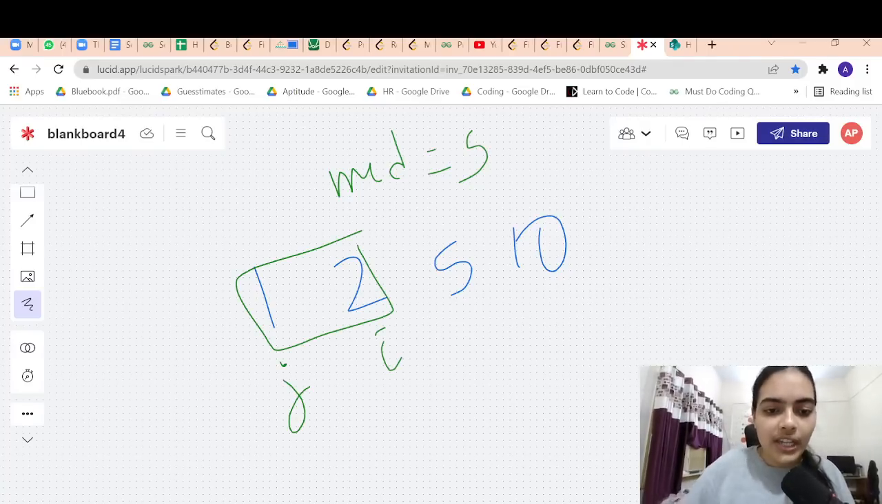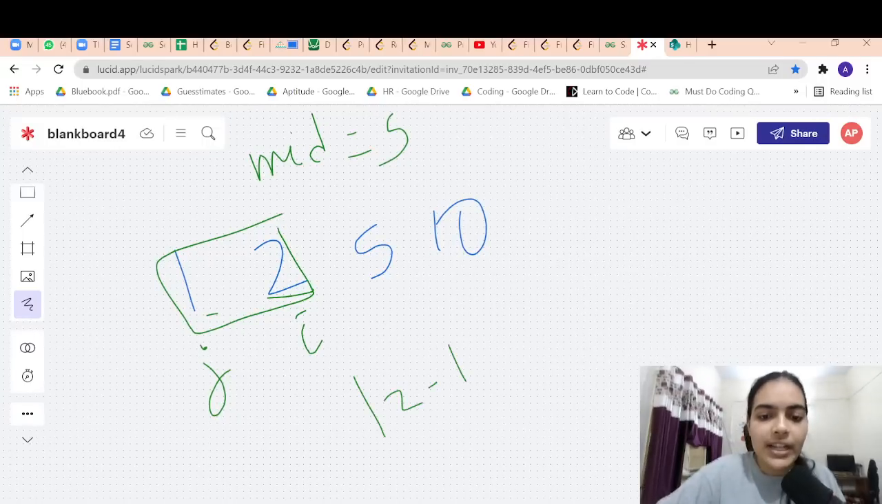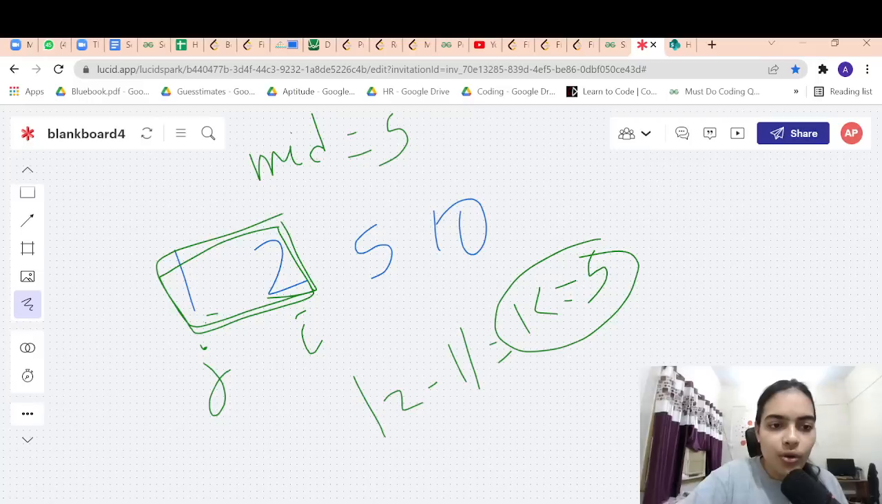First we took I pointer here, j pointer here, and first time what we did? We found 2 minus 1 is equal to 1. 1 is less than equal to 5, right? So our sliding window can be expanded. We can find better pairs.